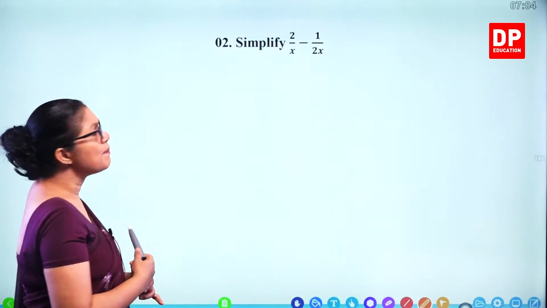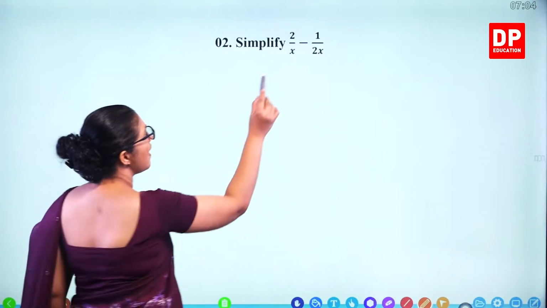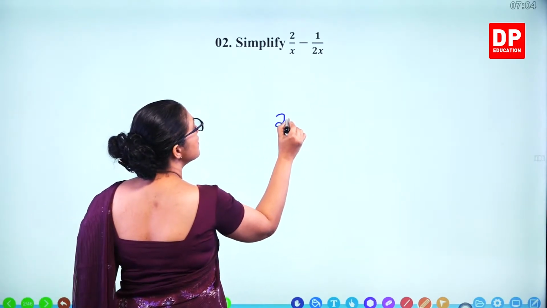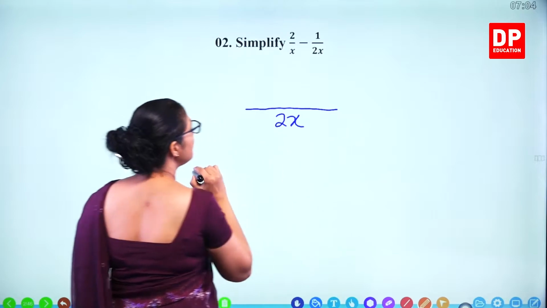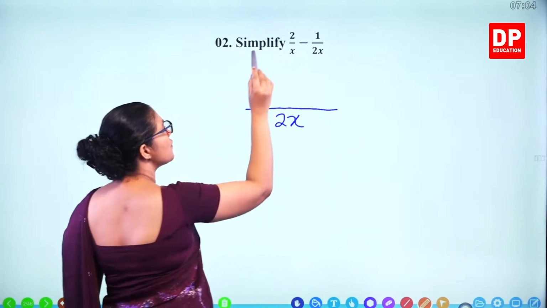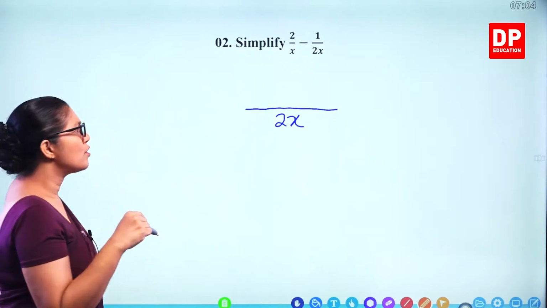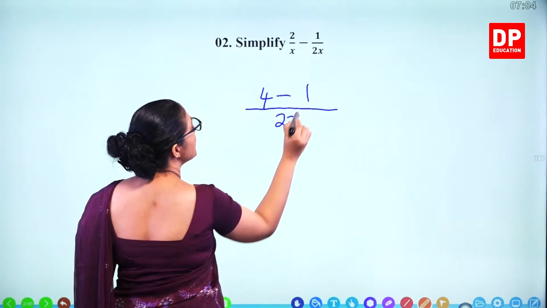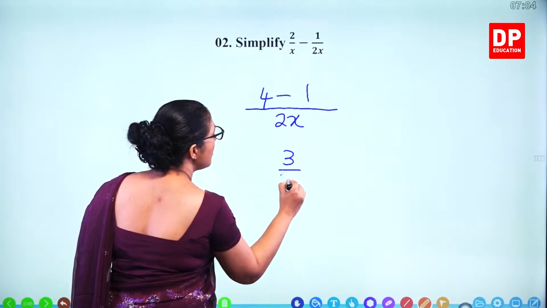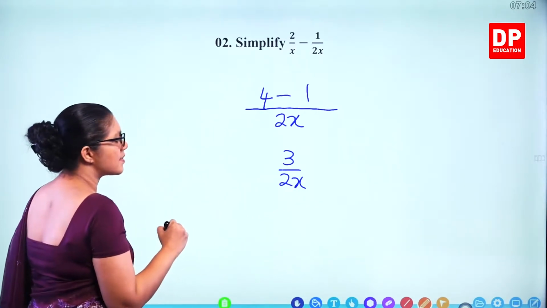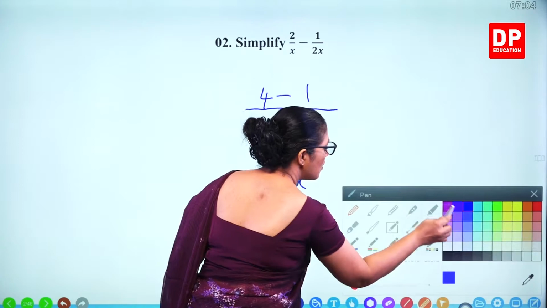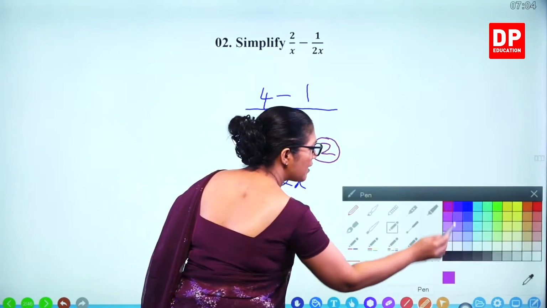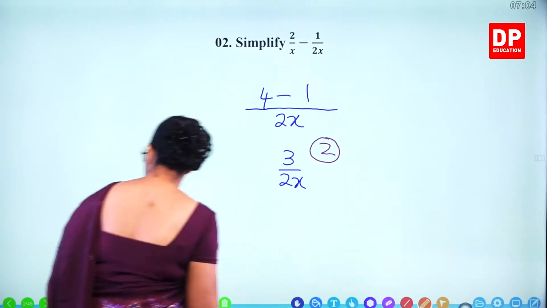Question number 2. Simplify the algebraic fractions. What's the lowest common multiple of x and 2x? That's 2x. Convert the first fraction to denominator 2x, multiply by 2. 2 times 2 is 4. 4 minus 1, you get 3 over 2x. 2 marks for that. Easily you can get 2 marks.